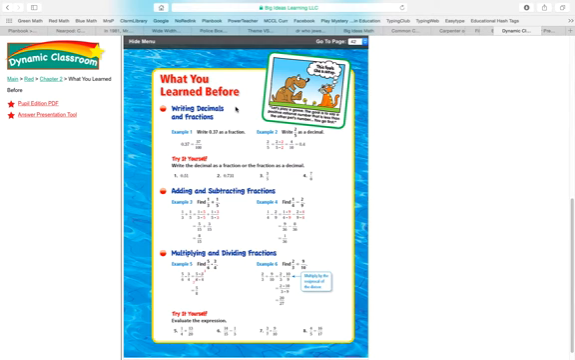Anyway, let's get back to the lesson itself. All right, so this is like a review of what you've learned before: writing decimals and fractions. Example 1. If you write 0.37 or 37 hundredths as a fraction, it would be 37 over 100. That's pretty simple. We know that. All you do is you take the 2 digits after the decimal, and because there's 2 digits, you put 100 underneath it. If it was 0.3, you would make it into 3/10.